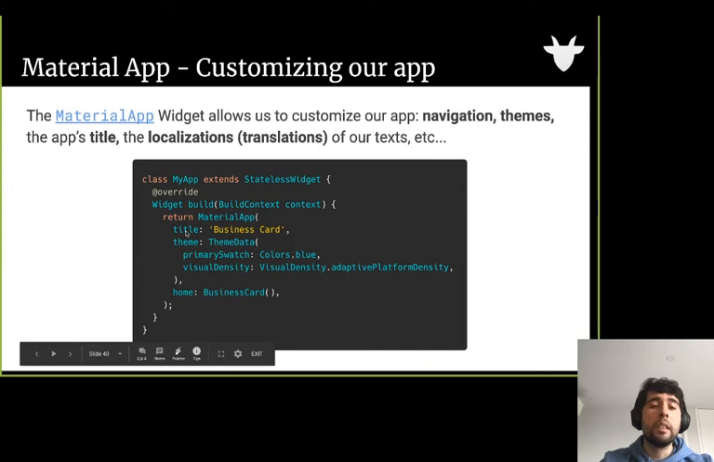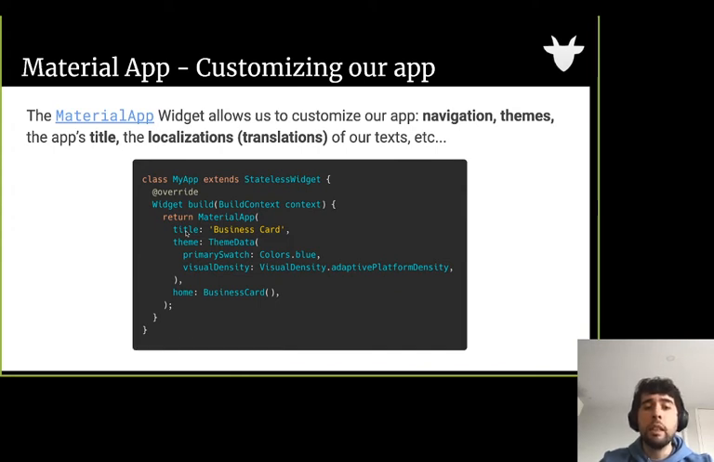In this case, I'm saying that my title is going to be business card. I'm using a theme which is going to use a palette color of blues. And my home, or my initial widget that I'm going to display, is a business card widget. And finally, we have the Material app widget. We know how to build widgets. We know how to use widgets, but how can we render them on the screen?